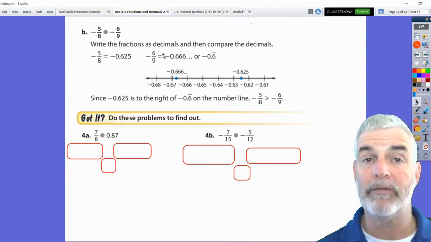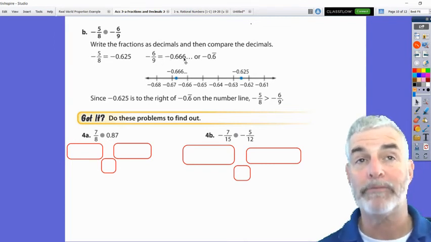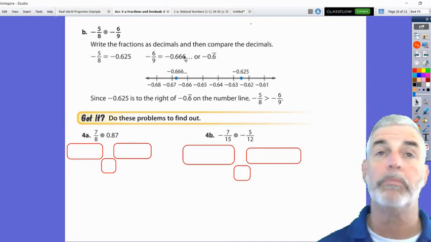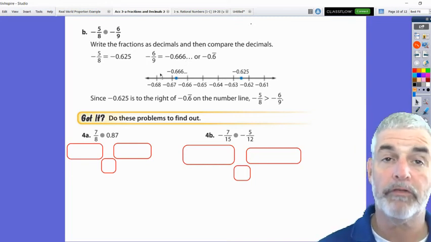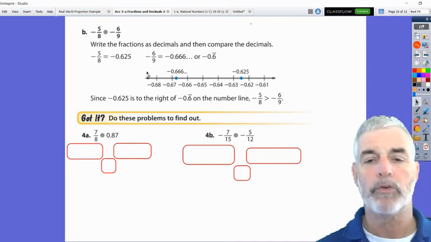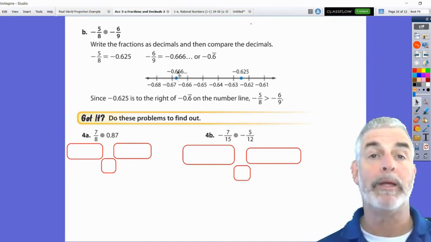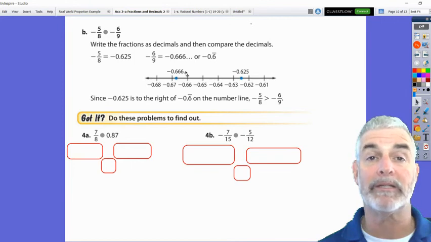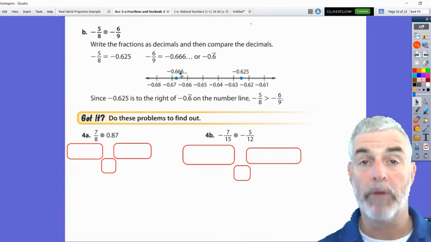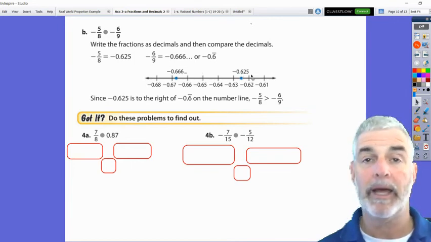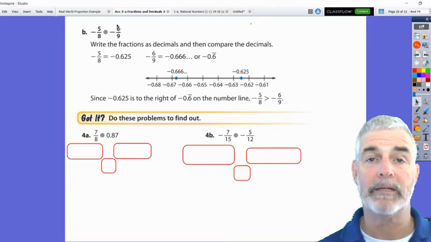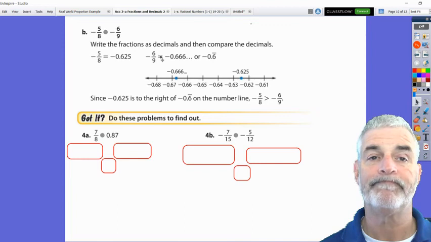However, these are negative numbers. So remember that the larger the absolute value for negative numbers, the smaller the number, because it is further to the left on the number line. So negative numbers go backwards when you are comparing them. So negative 0.666 is smaller, less than negative 0.625. So that means the answer here is a less than symbol. I'm sorry, a greater than symbol.